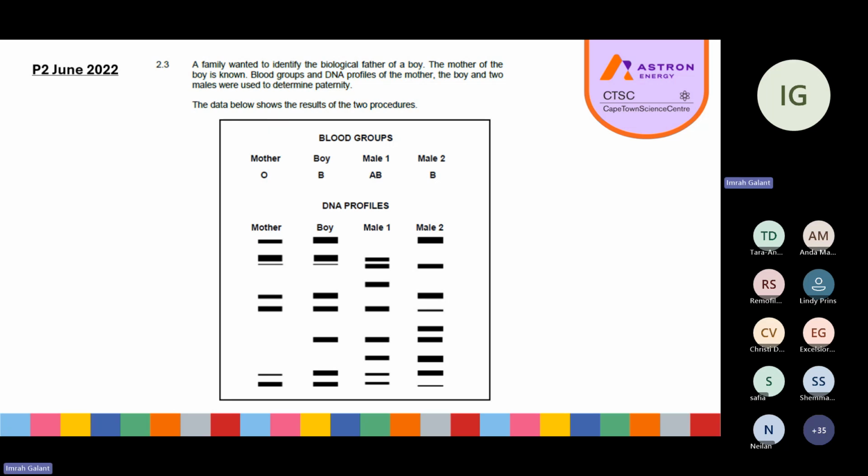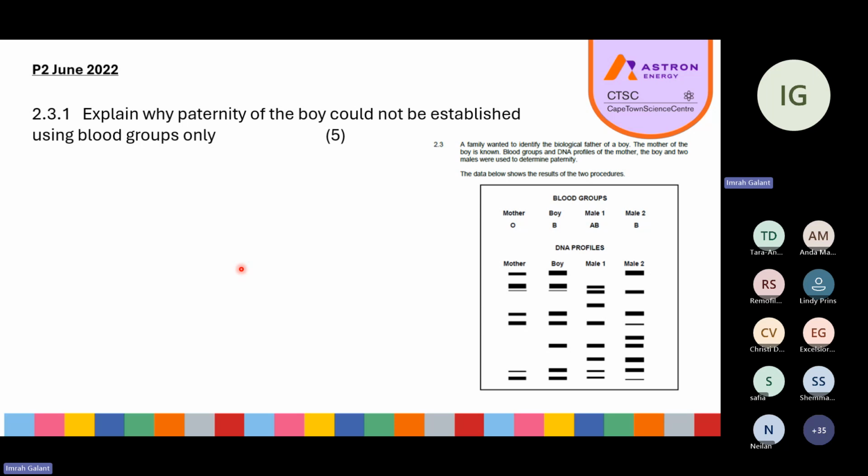Right. So let's look at what the first question asks. It says, explain why paternity of the boy could not be established using blood groups only. Okay, so let's just change to a pen quickly. There we go.